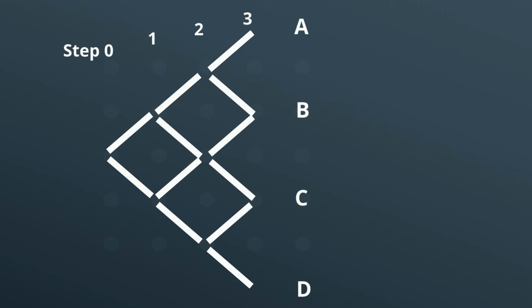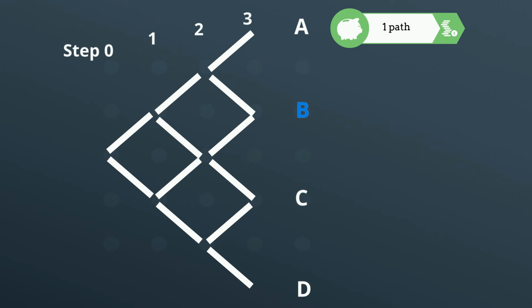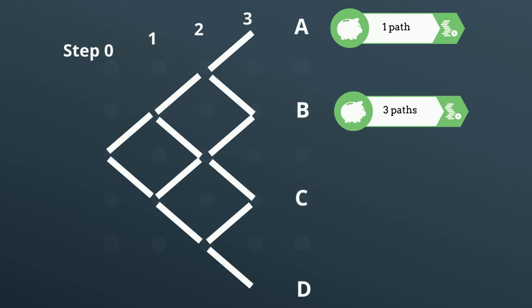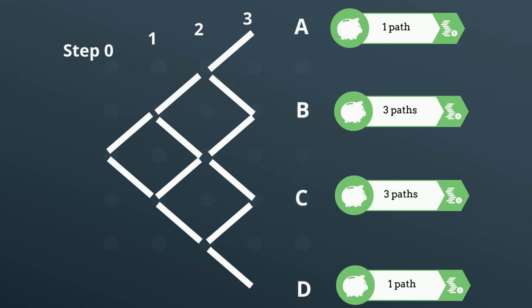How many paths will lead to point A? Only one path leads to point A. How many paths will lead to point B? 1, 2, 3. There are 3 paths that can lead to point B. The same applies for points C and D. There are more paths that will lead to endpoints which are closer to the starting point. The model predicts that it is more likely for the stock to end up at a price near the initial price, than one far away.